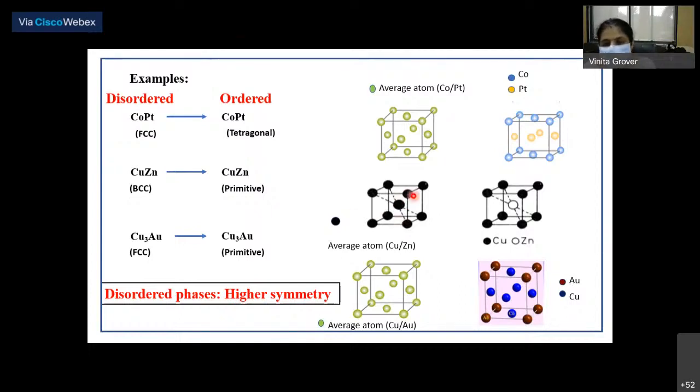For example, in this material, because your copper and zinc are randomized, they are looking like this, but they have a periodicity. They have a periodic structure whose unit cell is body center. Okay. In glasses or amorphous material, there is absolutely no periodicity at all. So I hope this is clear.